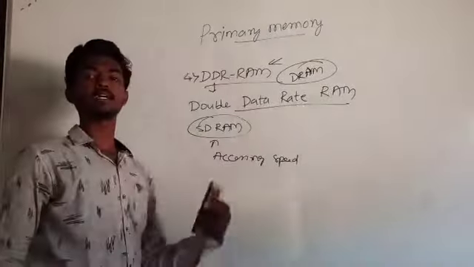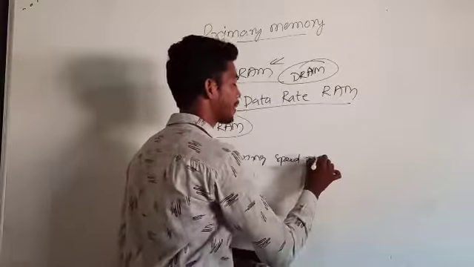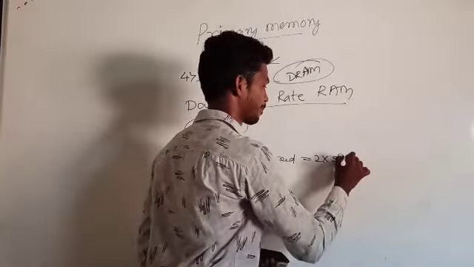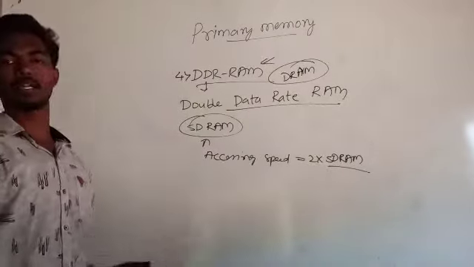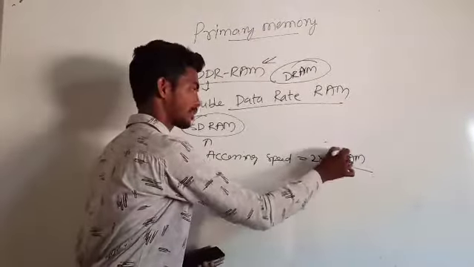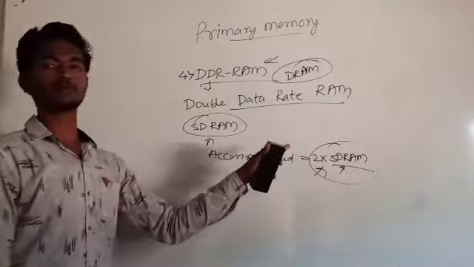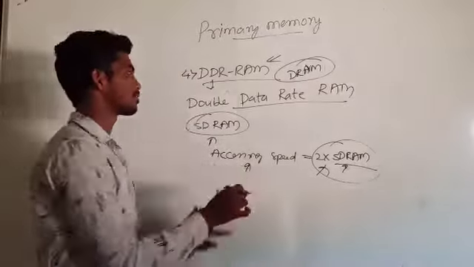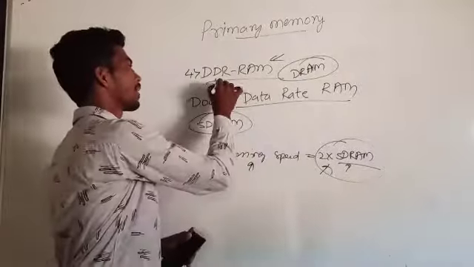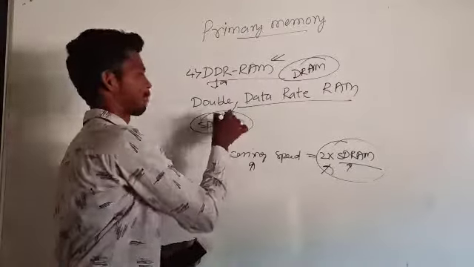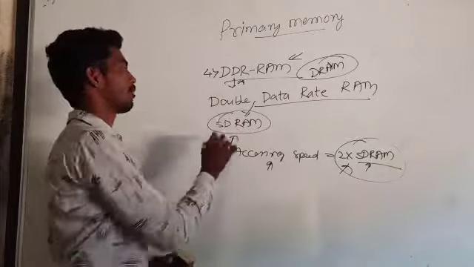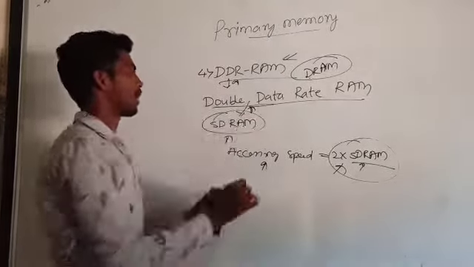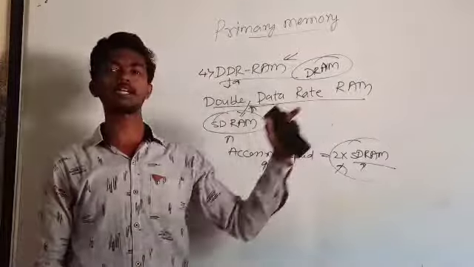Accessing speed is double as compared to the SDRAM. When you compare the accessing speed of this DDR-RAM with the SDRAM, it is double the SDRAM speed. This is the only difference between a DDR-RAM, DRAM and the SDRAM. DDR-RAM is expanded as double data rate RAM.